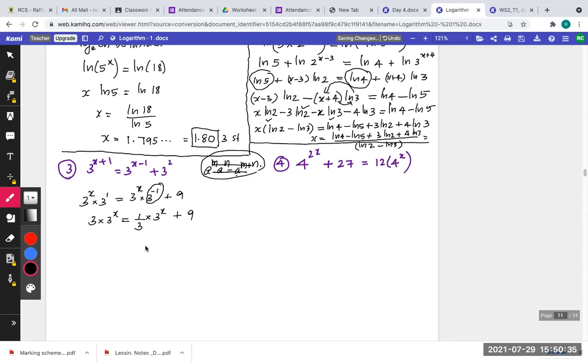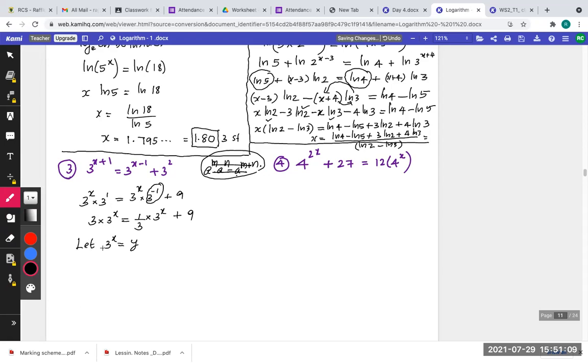Okay, now how do I get rid of this 3, guys? Because there is a 1 by 3, right? I could multiply every single term by 3 so that I can get rid of that. Otherwise, you could also use substitution to solve. What I'm doing is let 3 to the power x equal p or y, whatever. I'm using y because otherwise you'll be confused with 9 and p.